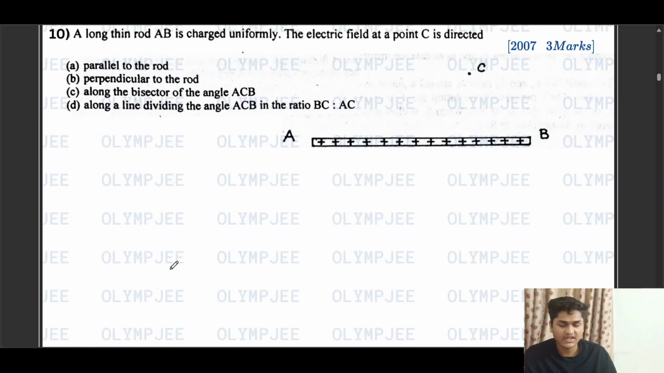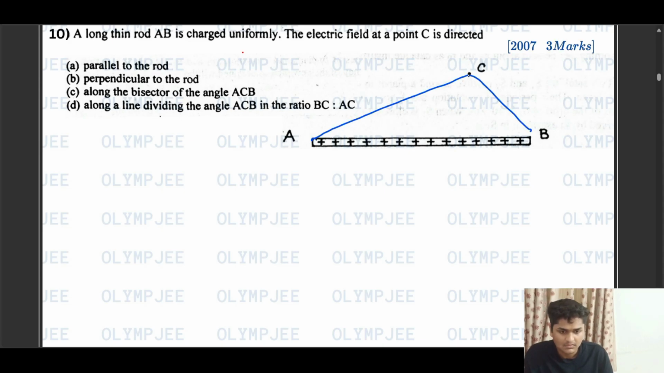Moving on to question 10, we have a long thin rod AB charged uniformly. The electric field at point C is directed. So we need to find the direction of the electric field due to a long thin rod at any point C above it. So let me draw some angles. Let this be theta 1 and this be theta 2.